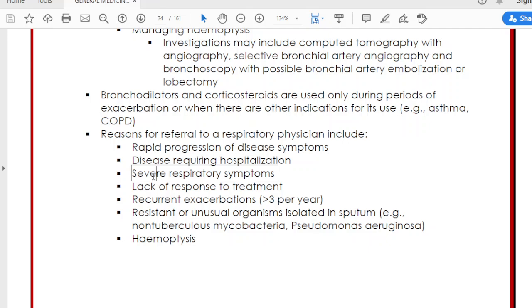Reasons for referral to a respiratory physician include rapid progression of disease symptoms, disease requiring hospitalization, severe respiratory symptoms, lack of response to treatment, recurrent exacerbations, 3 or more per year. Resistant or unusual organisms isolated in sputum, for example nontuberculous mycobacteria, Pseudomonas aeruginosa. Hemoptysis.